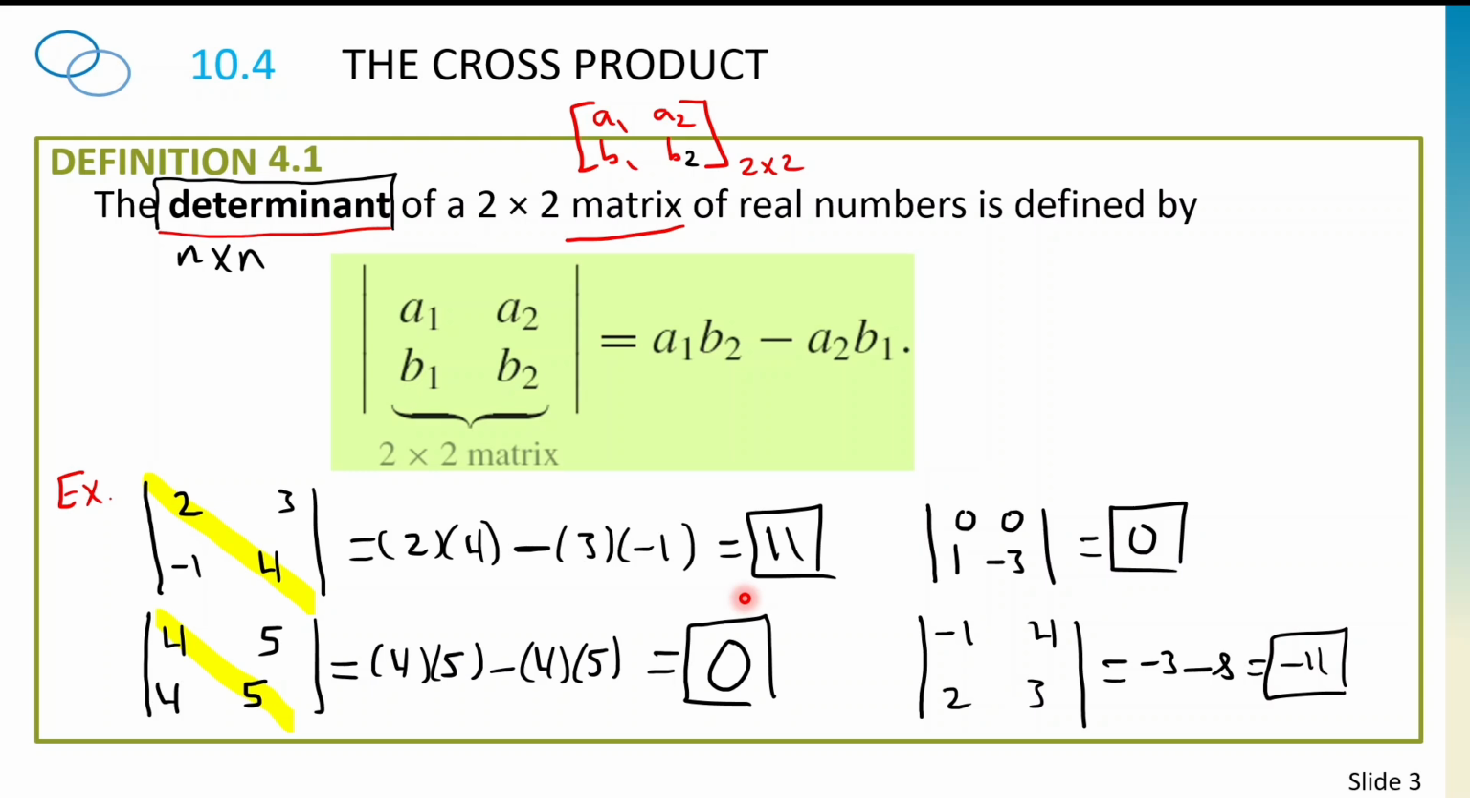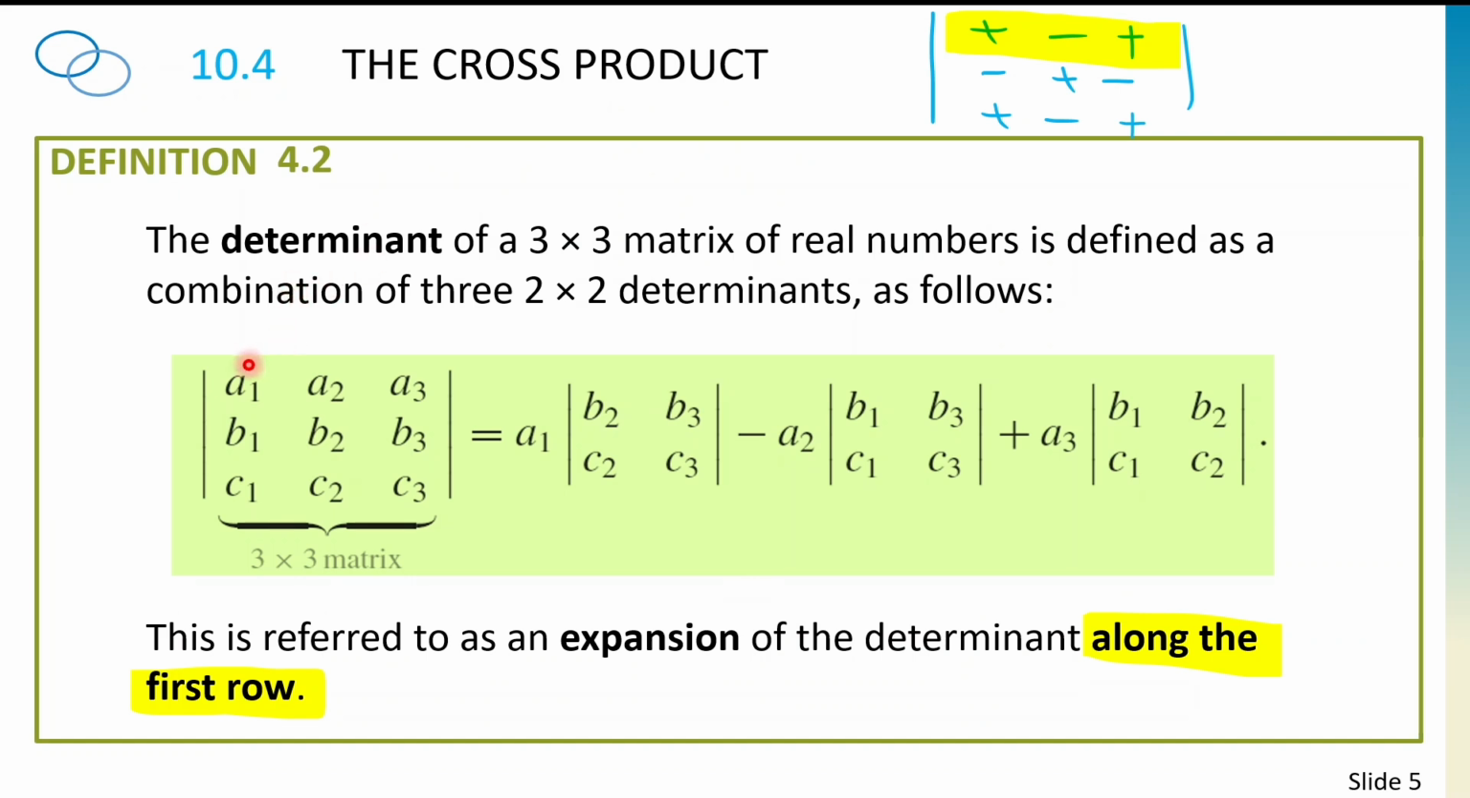So don't worry if you feel that this is the first time you hear about matrices. What I need from you is just to know how to find the determinant for 2 by 2 or 3 by 3 matrices. Now for 2 by 2, it's easy, simple. Let's see how we can find the determinant for 3 by 3 matrices.